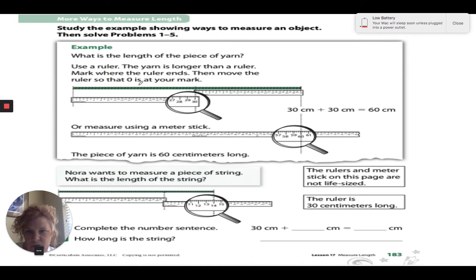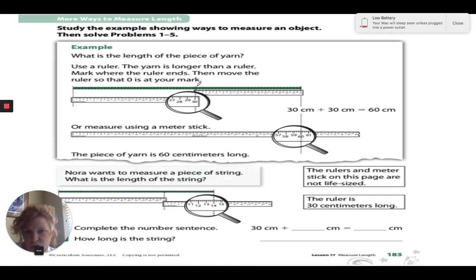Okay, so here's the rope here. Well, actually it's yarn. It says use a ruler. The yarn is longer than a ruler. Mark where the ruler ends, then move the ruler so that 0 is at your mark. So what they did is they measured this and they stopped at 30.